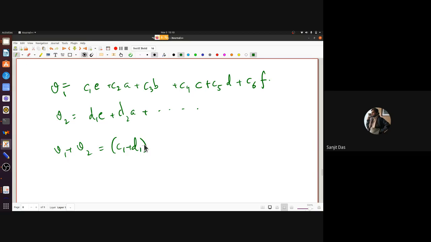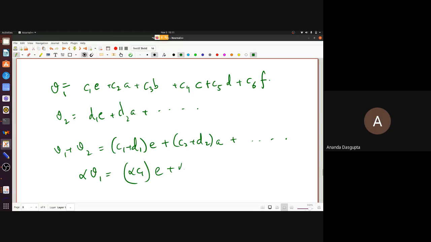But sir, what is the field in the background? If you define a vector space, it might be over some field, right? So of course. Here the field could be any field whatsoever, but because we are talking of physics applications, we would usually stick to either real numbers or complex numbers. Doesn't really matter right now. Any one of them will do for us. And what about alpha times V1? That's just alpha C1 E plus alpha C2 A, and so on.